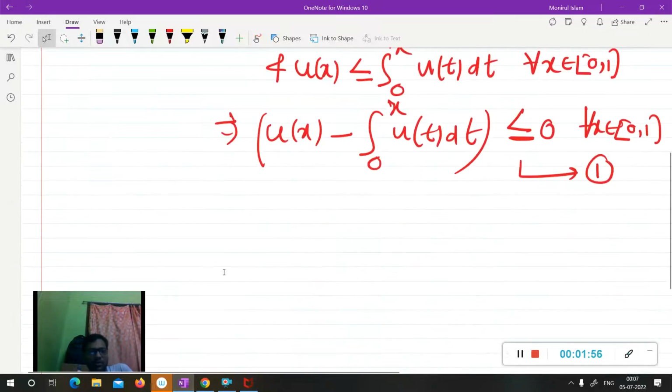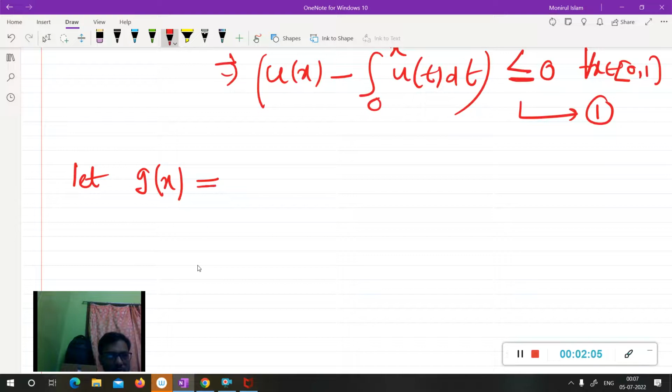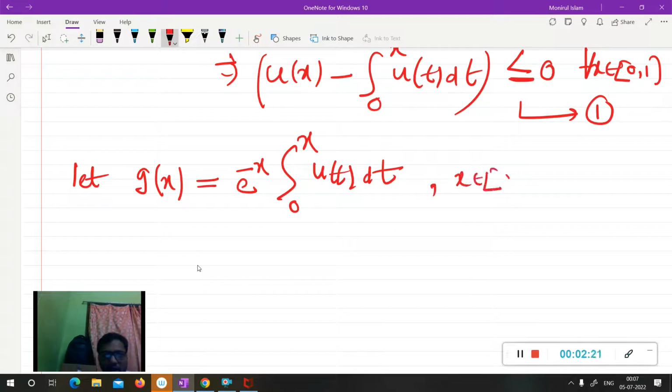Now I am considering a function. Let g(x) equal e to the power minus x times the integral from 0 to x of u(t) dt, where x belongs to [0,1], which is the domain. Now you can say easily that u(t) is given as continuous on [0,1].